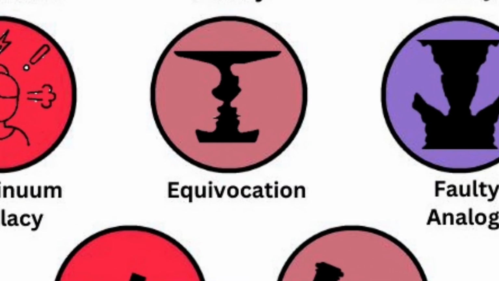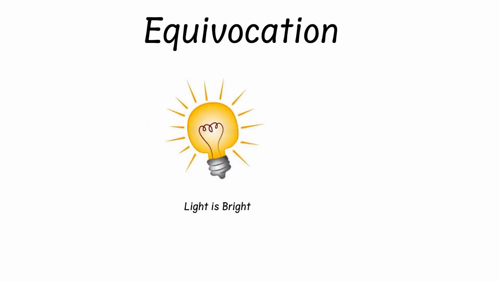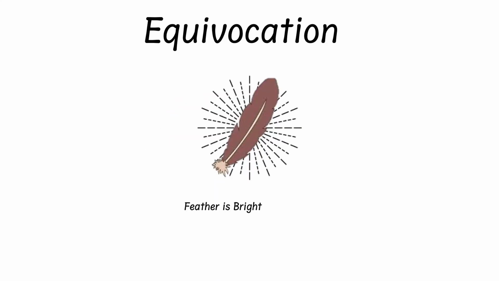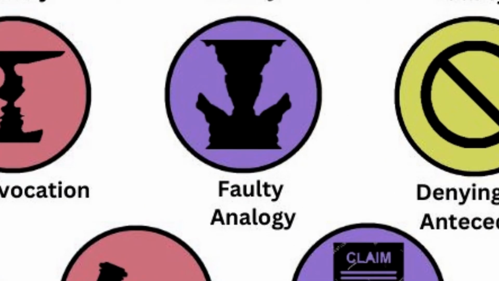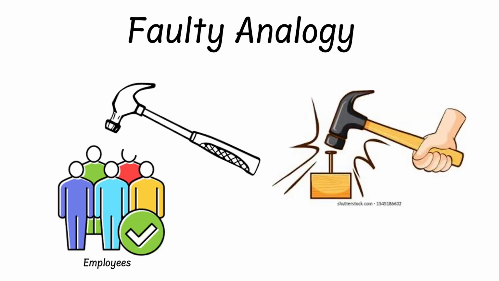Equivocation. Equivocation uses an ambiguous term in multiple senses within the same argument, leading to a misleading conclusion. It exploits the dual meanings to confuse or deceive the audience. Faulty analogy. A faulty analogy assumes that because two things are alike in one respect, they are alike in other respects as well. It oversimplifies or misrepresents the relationship between the compared entities.